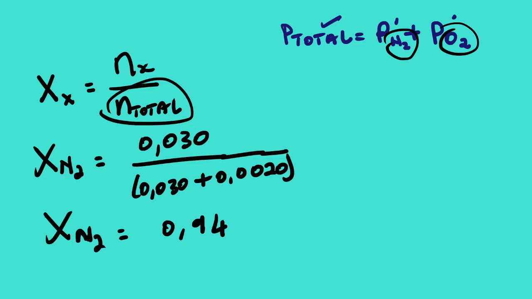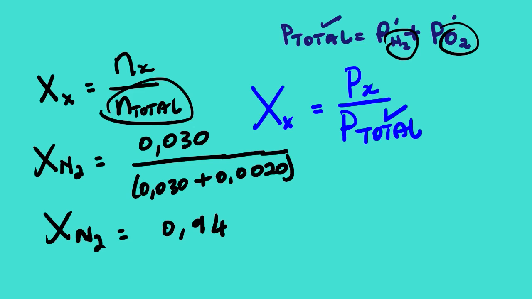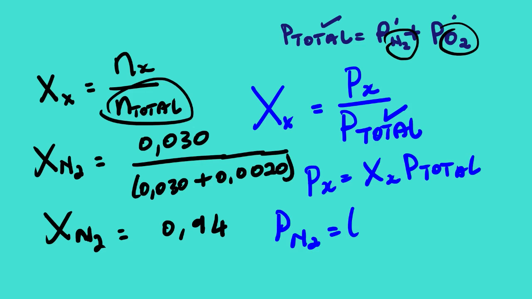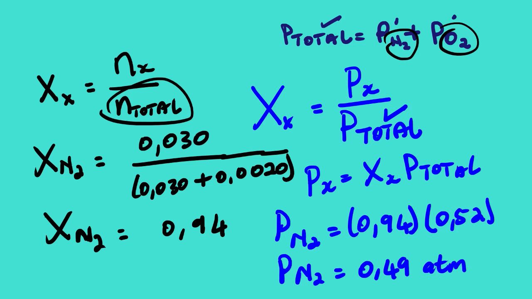The reason why we used this equation is because we know that the mole fraction of a particular gas is equal to the partial pressure of that gas over the total pressure. So after calculating this, we can basically find the partial pressure of any gas if we have this data. So from here we can say Px is equal to XX times P total. We are busy with nitrogen, so the partial pressure of nitrogen is 0.94 times the total pressure that we're given as 0.52. So we get that the partial pressure of N2 is 0.49 atm. You can see it's the same as the one that we got using the first method.